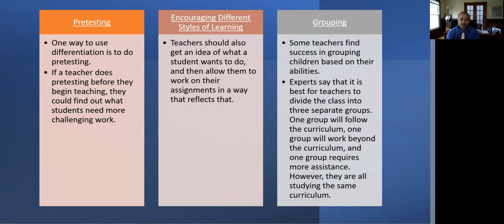So in the past, 20 years ago, we used to call them below level, above level, and advanced. Now we have different names. There's a level where you have intervention. There are kids who are above average, and so on and so forth. So you can create these three groups and provide assistance based on that.